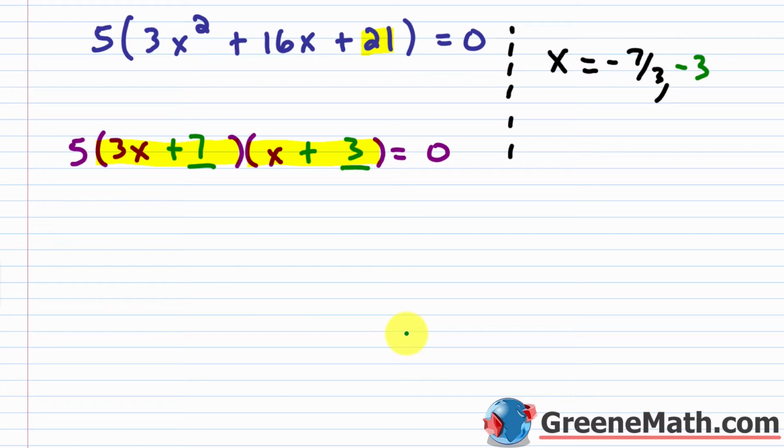In the interest of time, I'm not going to check it, but again, you can pause the video, go back to the original equation, plug in a -7/3 for each occurrence of x, and also a -3 for each occurrence of x, and verify that the left and the right sides are equal.